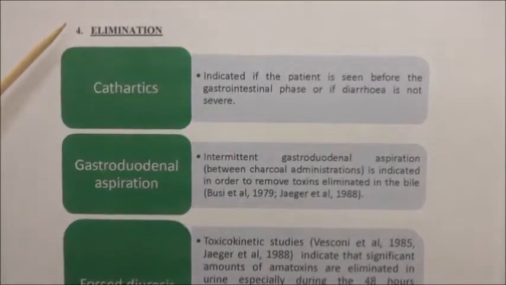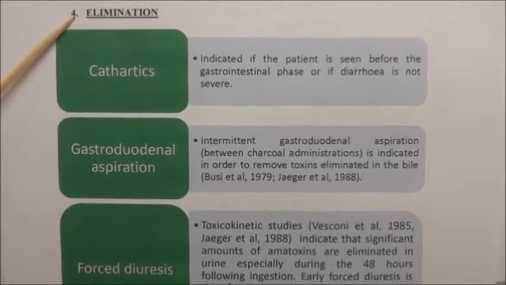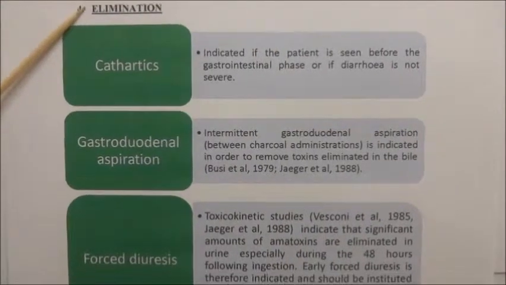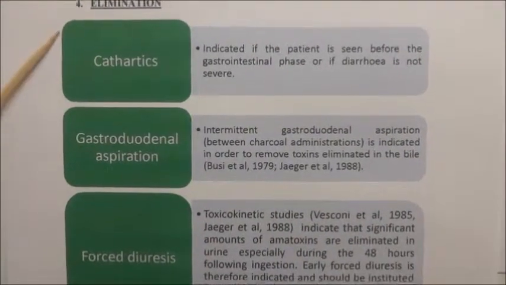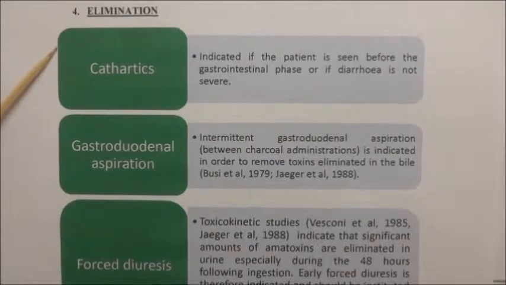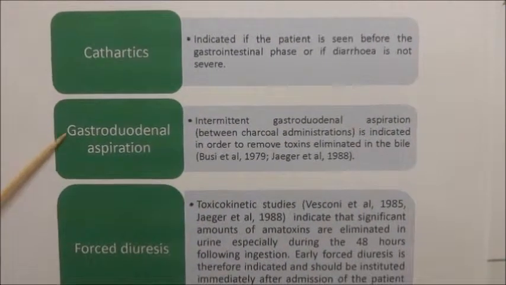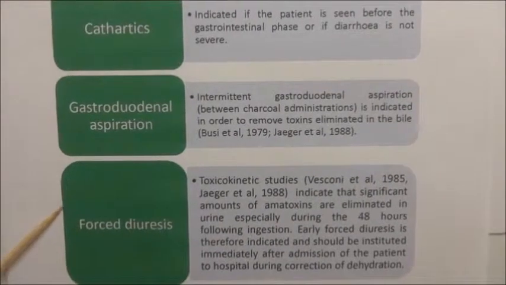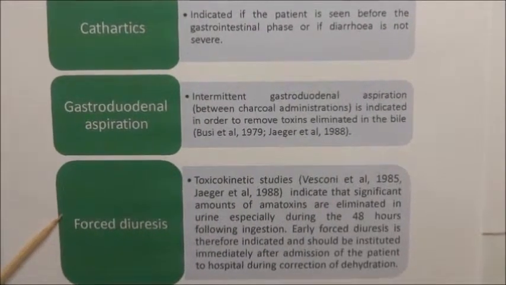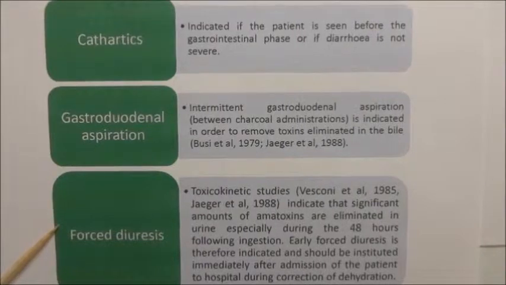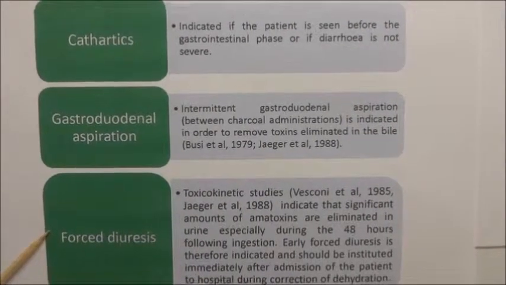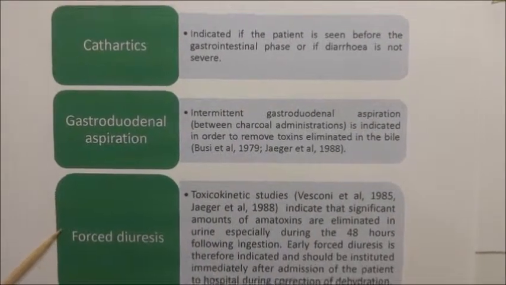We move to the fourth management of Amanita phalloides toxicity, which is elimination. As you can see here, it is similar to the previous one. Based on studies, this management requires cathartics, gastroduodenal aspiration, and forced diuresis. If the patient has renal failure previously, hemodialysis and hemoperfusion are indicated.